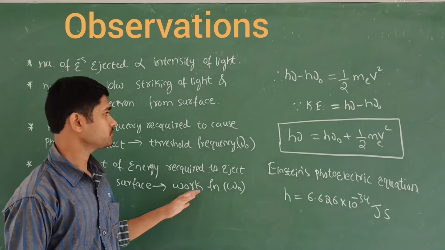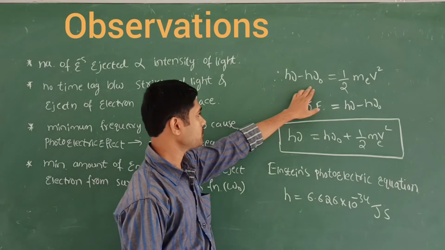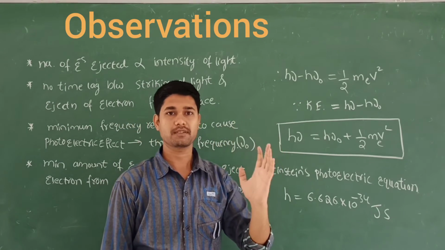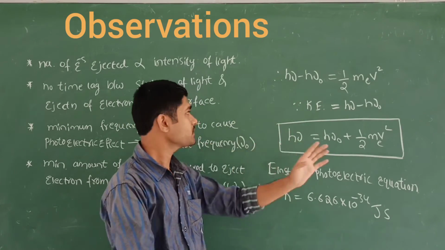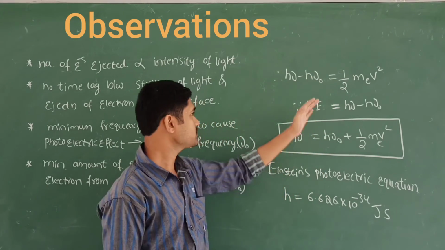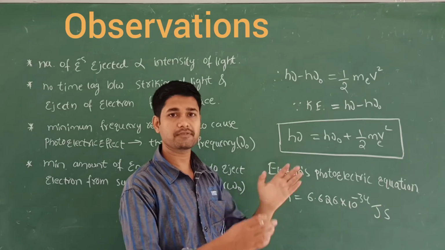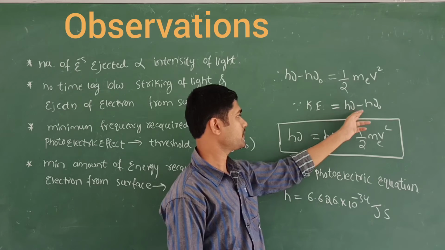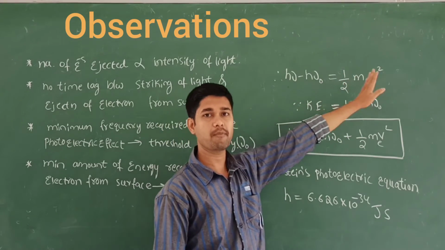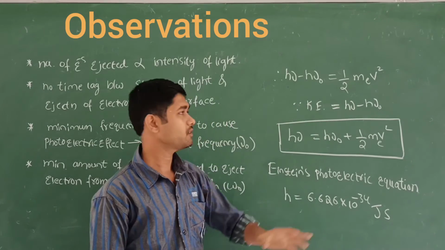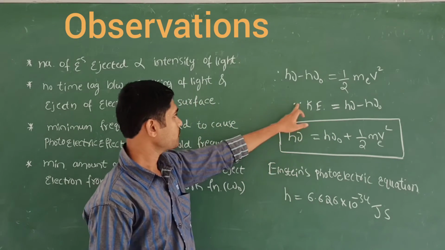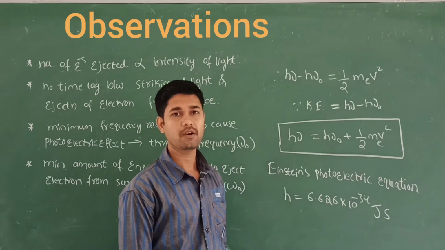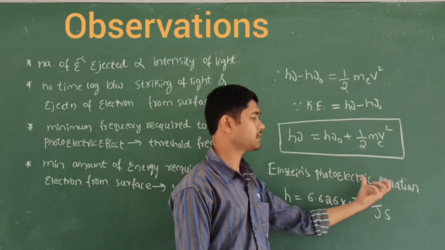He also proposed an equation: h nu minus h nu naught equals half m v square. This h nu is the energy of the striking photons, that is, the light striking the metal surface, and h nu naught is the energy required for the ejection of the electrons from the metal surface. The difference is equal to the kinetic energy. So K equals h nu minus h nu naught, that is, kinetic energy equals half m v square. m is the mass of the electron, v is the velocity. So h nu equals h nu naught plus half m v square. This equation is called Einstein's photoelectric equation.